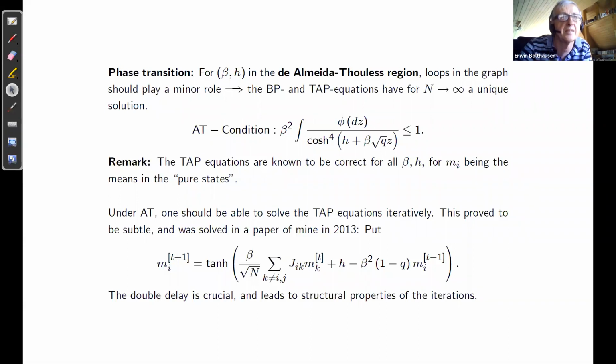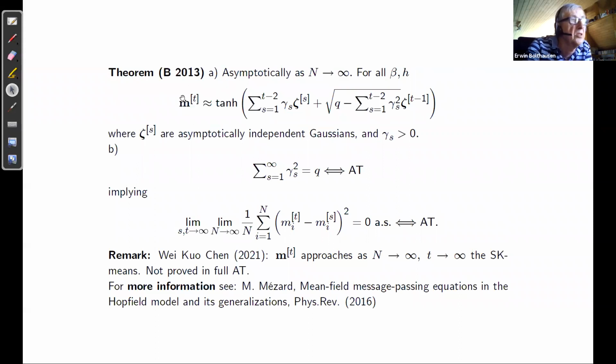But there's actually a deep reason. It's extremely delicate, and physicists hadn't seen that. If you set it up in this way, you are getting a very crucial structural property, which is wrong otherwise. The structural property is that you can characterize how these solutions behave if n goes to infinity. I have written that on the next slide here. You know that this vector m^t, as n goes to infinity, is approximated in an L2 sense just by a tanh, and then you have some constants gamma_s which you can compute, and then you have random variables which asymptotically are Gaussian. And they're independent for different s. Okay, they are Gaussian vectors.